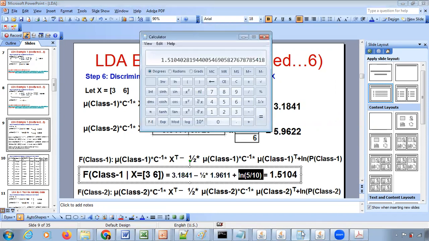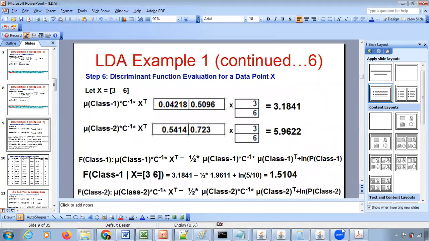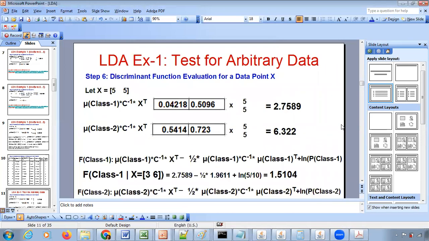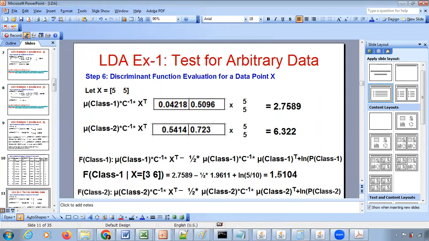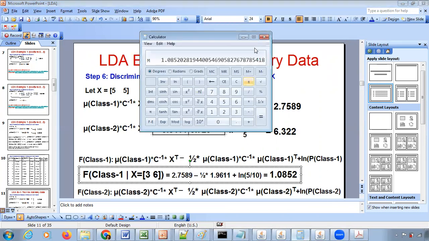So let us compute this value though. So 2.7589 minus half times 1.9611 plus log of 5 over 10. Take the natural log of that. So that's going to be 1.0852.